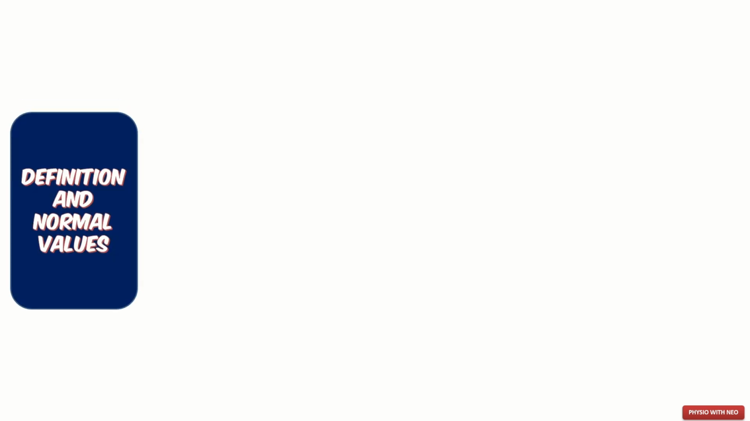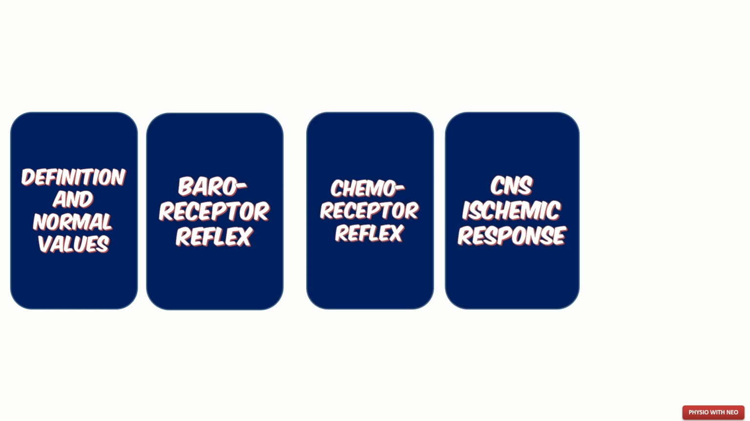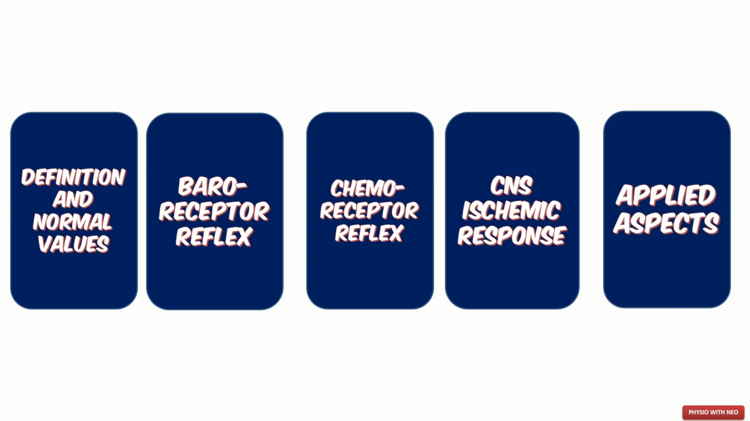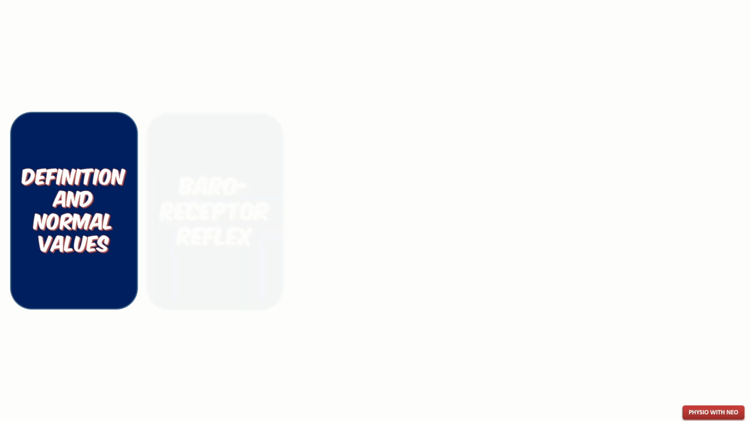We are going to cover the entire short-term regulation under 5 headings. First, definition and normal value, baroreceptor reflex, chemoreceptor reflex, CNS ischemic response, and lastly the applied aspect. This we are going to achieve through 3 flowcharts and 1 diagram trick. So let's start with the definition and normal value.